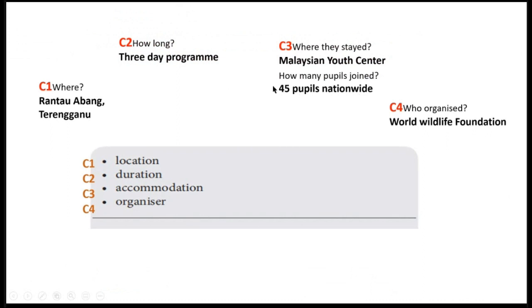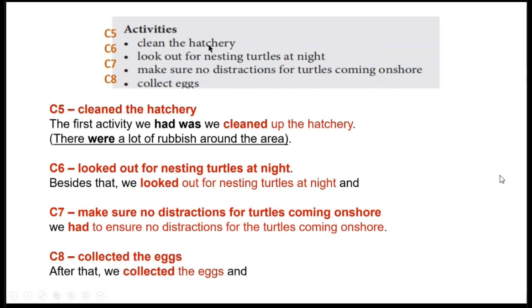Okay, so 45 pupils nationwide. This is also an elaboration. Who organized it was also not in the question, so you have to fill in the blanks. World Wildlife Foundation, for example. So you have C1, C2, C3, C4. If you don't elaborate, you don't get marks here. You must elaborate. You must give your own idea here. Okay, so C1 to C4 are already elaborated. Now we go to the next one.